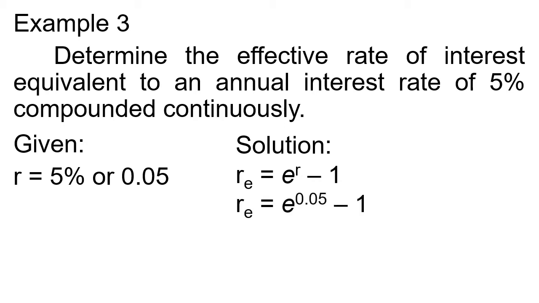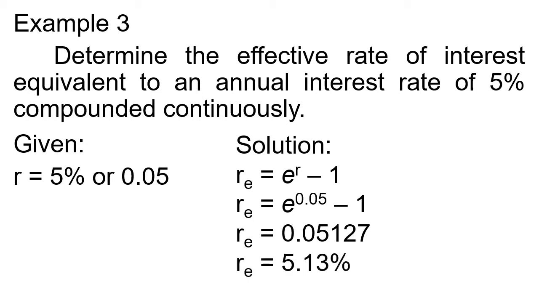Now we have R sub E equals e raised to 0.05, minus 1, and that's approximately equal to 0.05127. Express it into percent. So the effective rate of interest is 5.13%. So that's how easy it is.